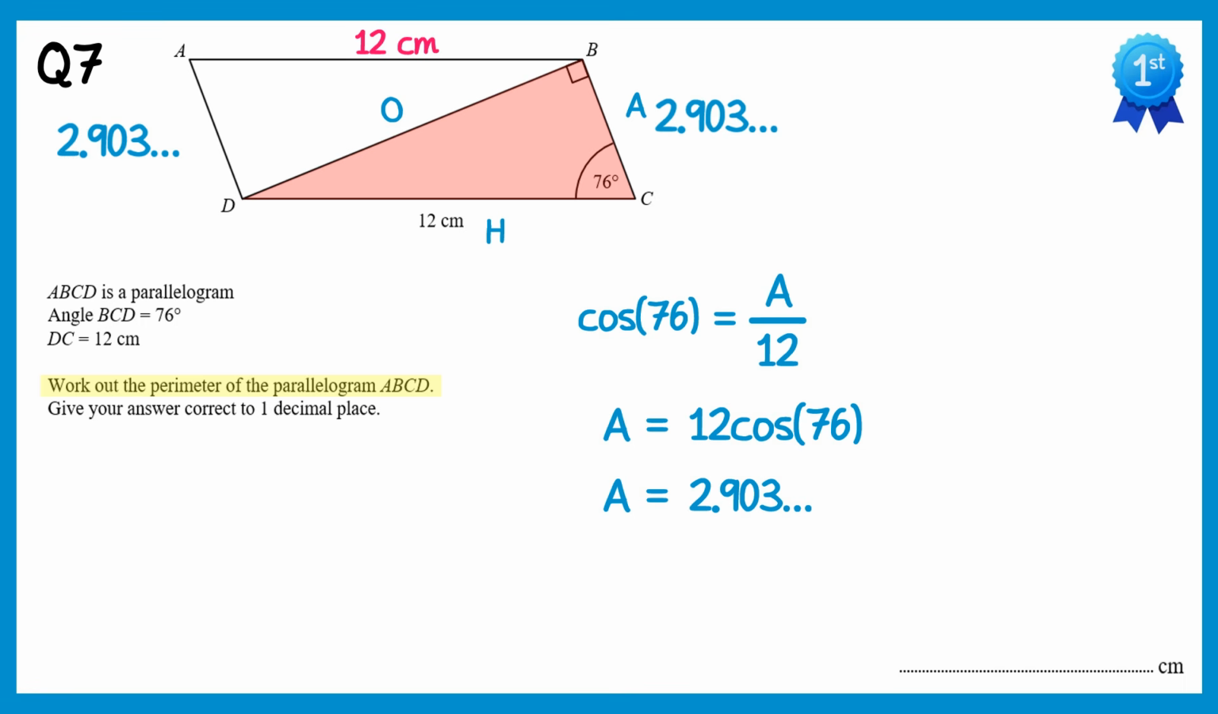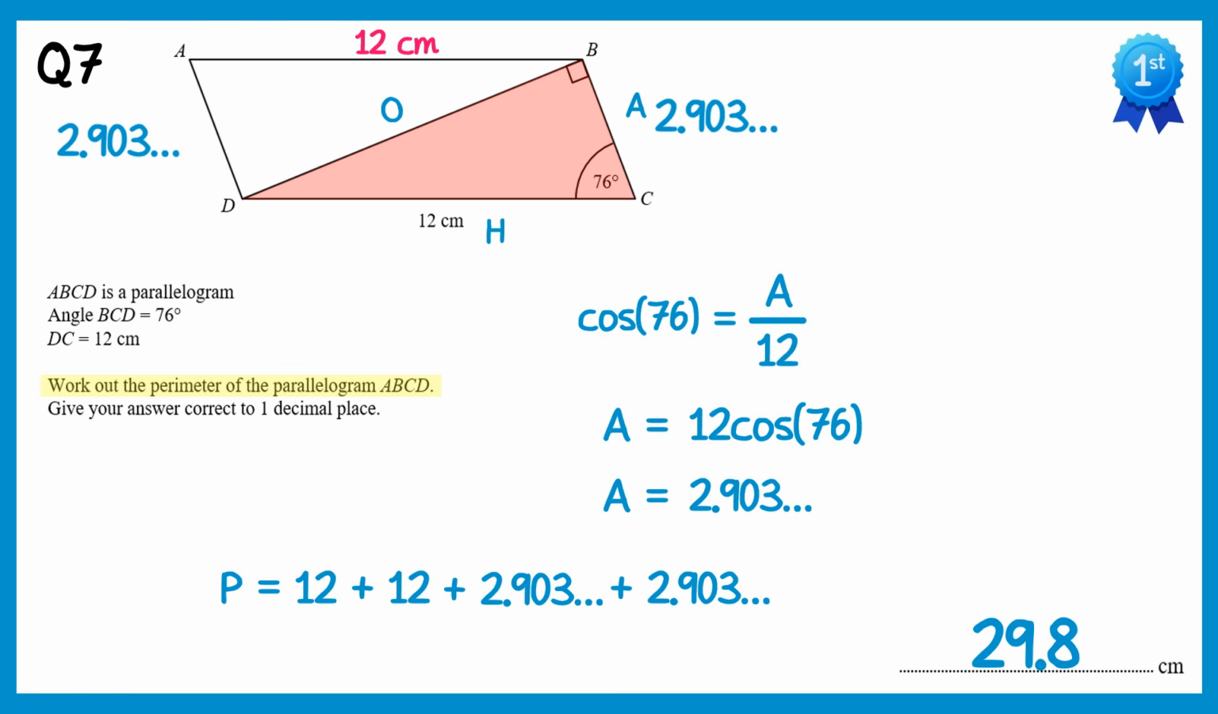So to find the perimeter, we just need to add all of these up. So we've got 12, add another 12, add the 2.903, and the other one, and if you add all of those up, and then round to one decimal place like it asked for in the question, you'll get 29.8.